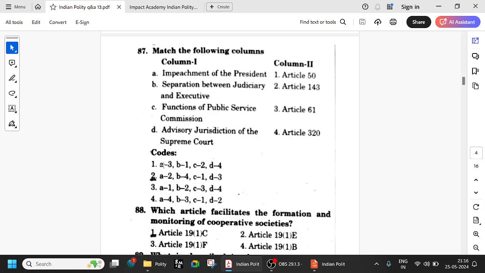Next, separation between judiciary and executive. This comes under the directive principle 50 clearly. B1. Next, functions of public service commission. So usually public service commissions and all those things will be at this part.